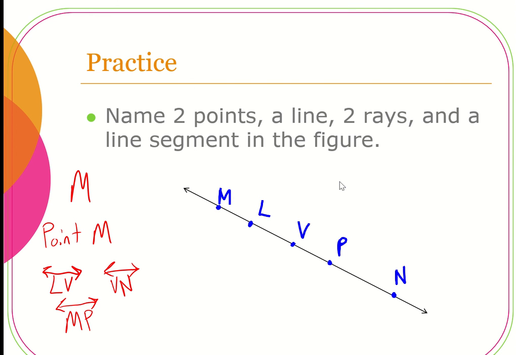All right, a line segment. Again, there's a number of line segments you could have chosen. ML is fine. LV is fine. VN is a line segment. Choose any two of these letters, and that would be a line segment.